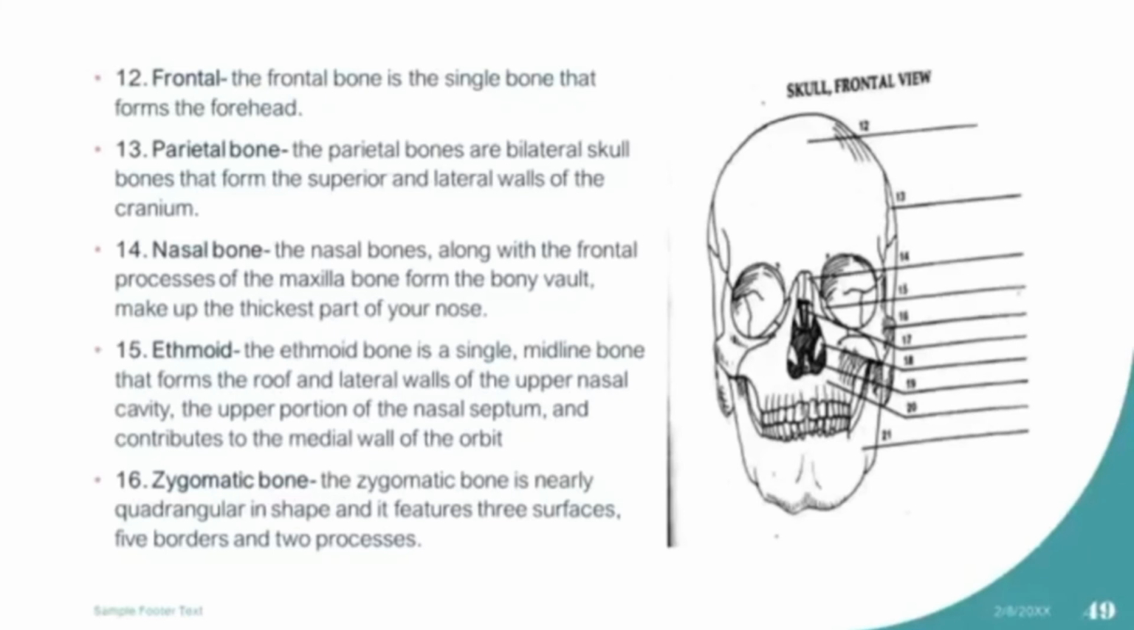Ethmoid. The ethmoid bone is a single midline bone that forms the roof and lateral walls of the upper nasal cavity, the upper portion of the nasal septum, and contributes to the medial wall of the orbit. Zygomatic bone. The zygomatic bone is nearly quadrangular in shape and it features 3 surfaces, 5 borders, and 2 processes.